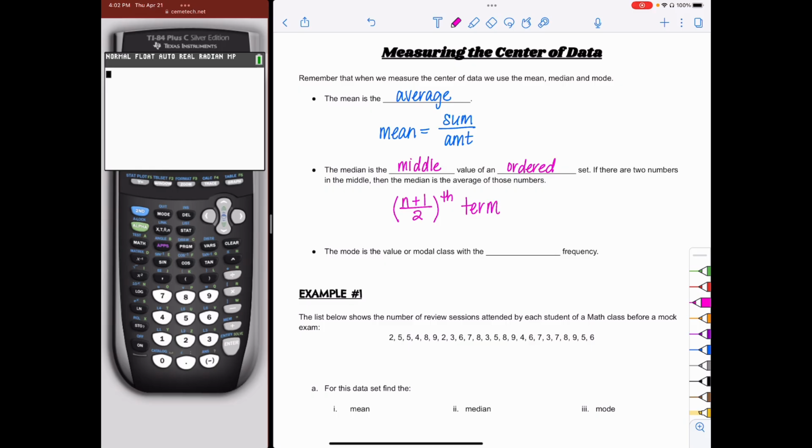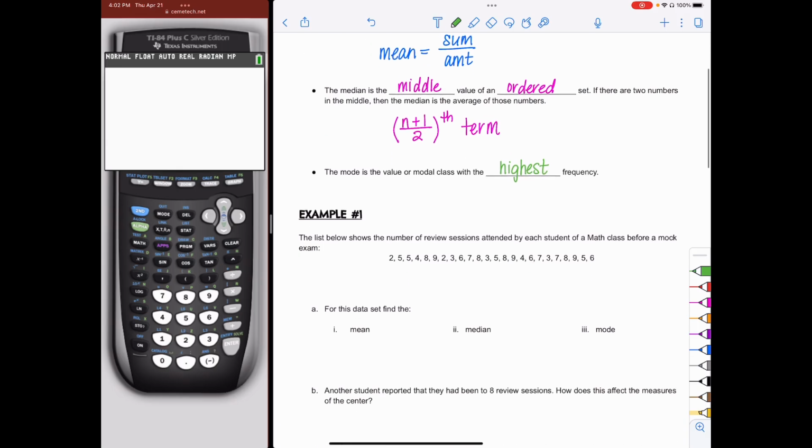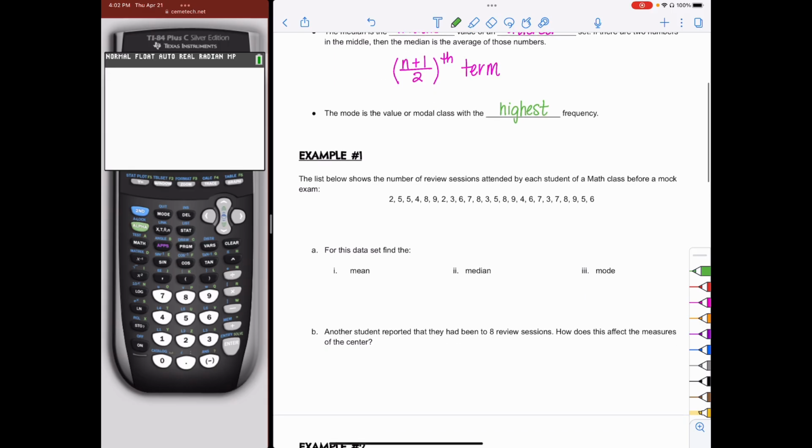All right. Next, we have our mode, and that is the value or the modal class with the highest frequency. Whichever number shows up the most is going to be our mode. So let's look at an example. Example 1. The list shows the number of review sessions attended by each student of a math class before a mock exam. We need to use this data to find the mean, median, and mode, as well as answer the question in part B.